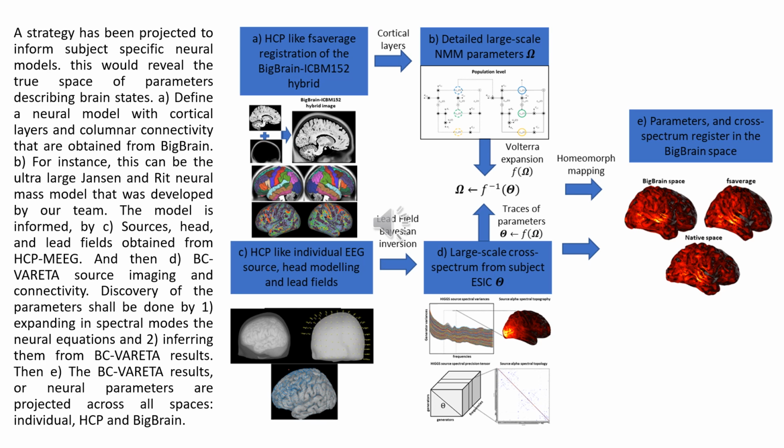The model is then informed by sources, head, and lead fields defined from the HCP MEG pipeline and then BC-VARETA source imaging and connectivity. Discovery of the parameters can be done by expanding neural equations and inferring them from BC-VARETA results. Then these results are mapped across all spaces: individual, HCP, and BigBrain.